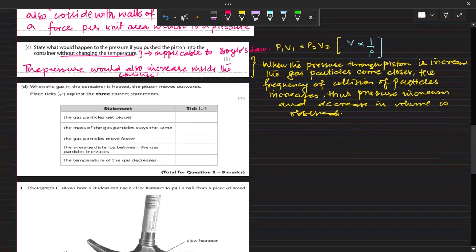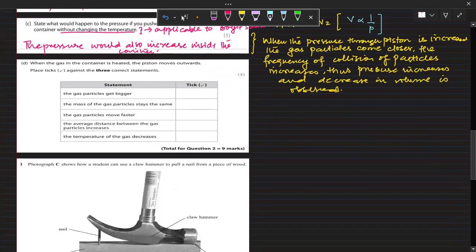Now, the next question is about when the gas in the container is heated and the piston moves outwards. Please tick against the three correct statements. The gas particles get bigger? That doesn't make any sense. The size of the gas particles will not change by increasing or decreasing the pressure. The mass of the gas particles stays the same. Yes, the mass will stay the same.